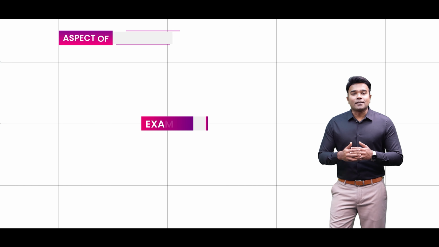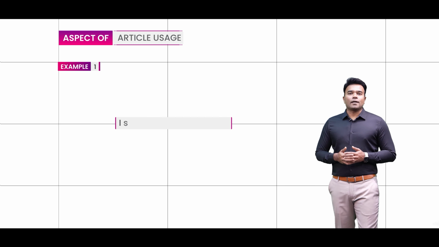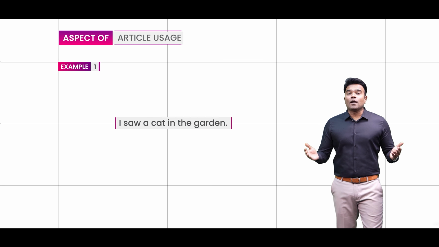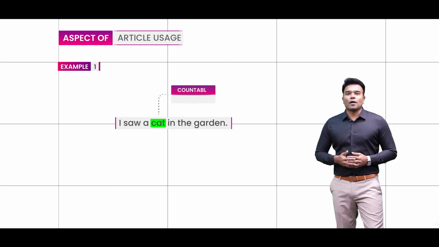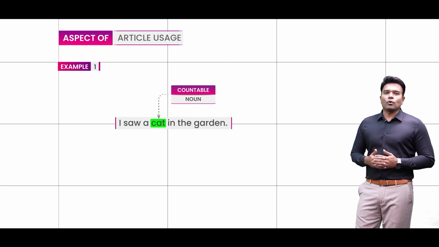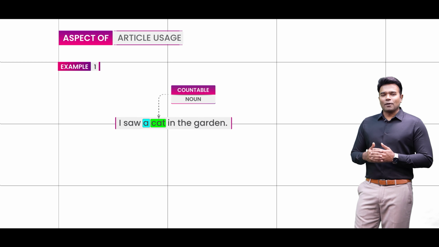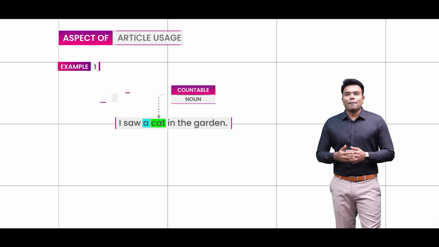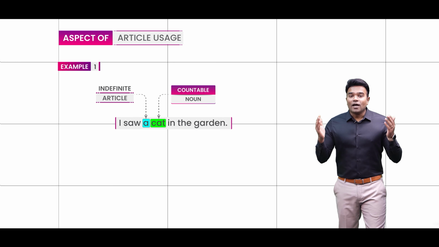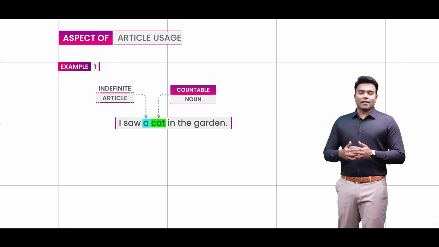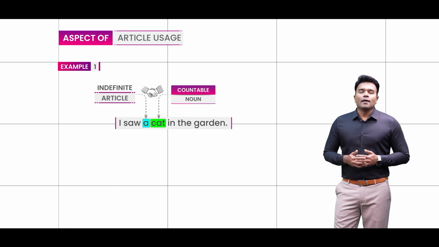Have a look at this sentence. I saw a cat in the garden. Obviously, in this sentence, cat happens to be the countable noun, but what I want you to notice is that it is associated with the article a. You know that a happens to be an indefinite article, and through this example I wanted to highlight to you that the countable nouns can be used with the indefinite article.